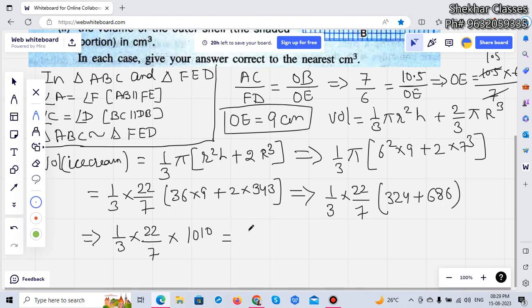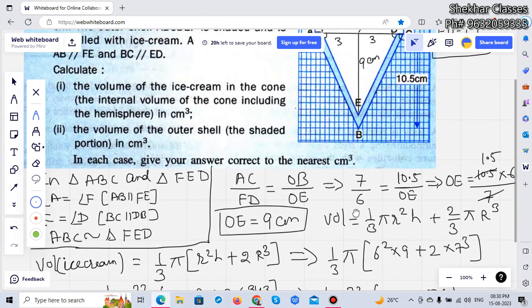Whatever comes, you have to multiply it with 22, and then whatever comes you have to divide it by 3. So it's coming as 1058.09 centimeter cube. So what is it that we have got here? Don't you think that there's something wrong in it? Because it's coming too much.